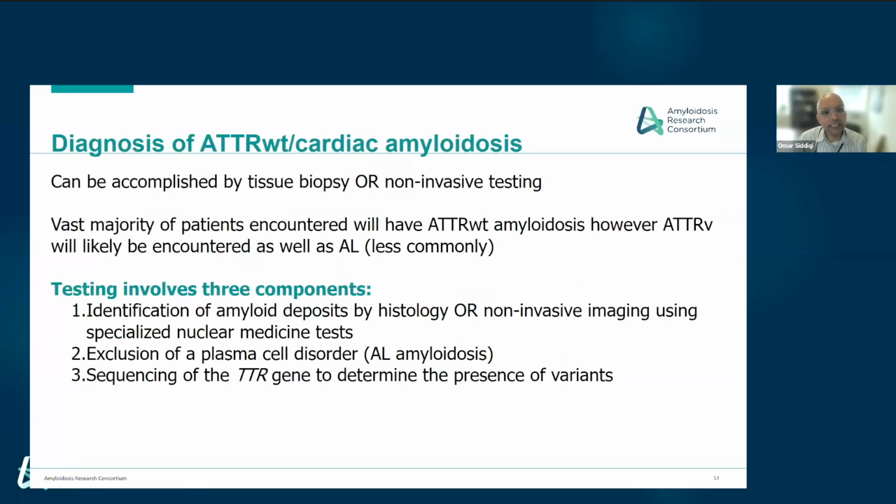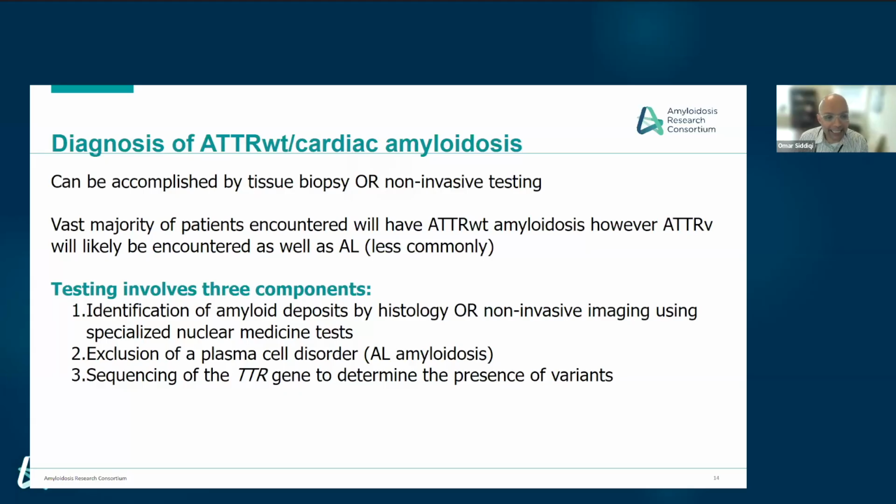So how do I diagnose it? You can actually do a tissue biopsy, like a heart biopsy, or you could take a bit of abdominal fat and you can stain it for Congo red staining, and that tells you if there's amyloidosis. The vast majority of patients that we will encounter will have ATTR wild-type amyloidosis, but we also have to perform genetic testing to rule out the hereditary form. And it is imperative to make sure the patients do not have AL light chain amyloidosis. So we have to rule that out.